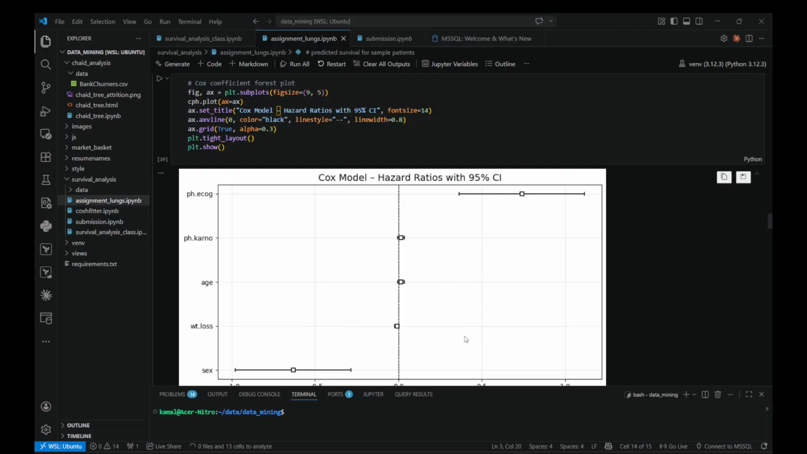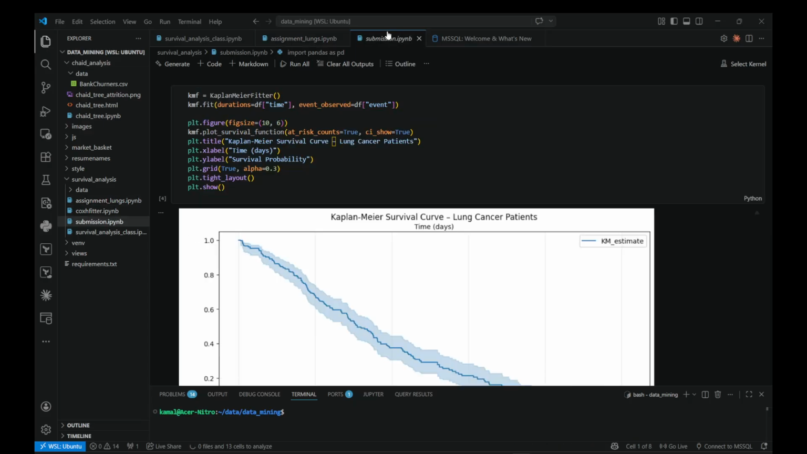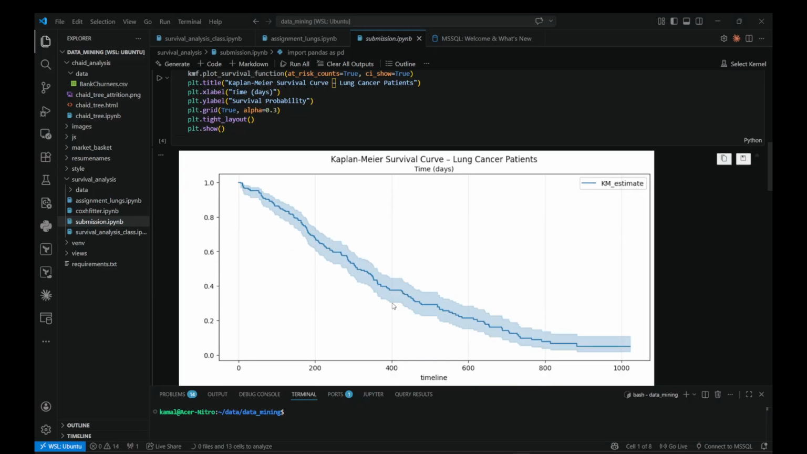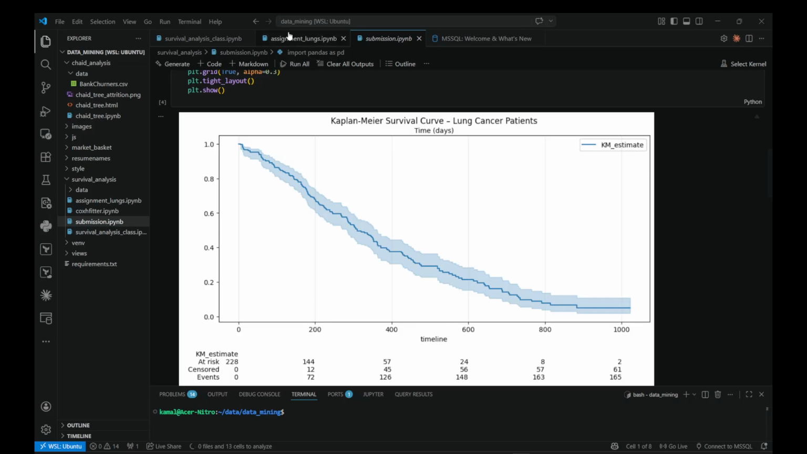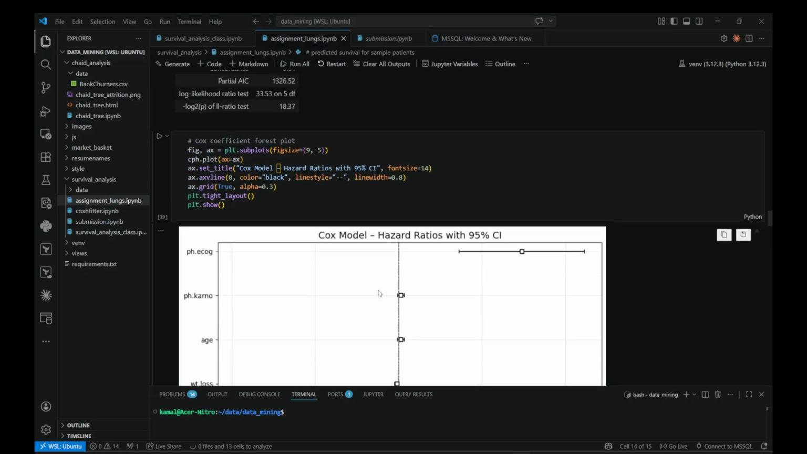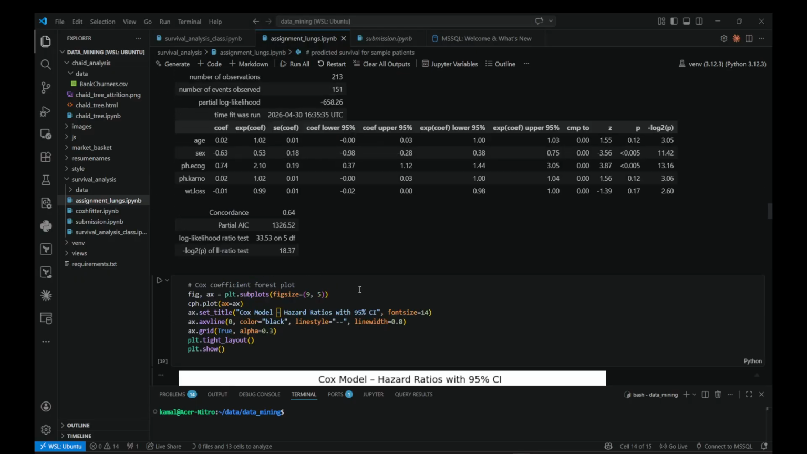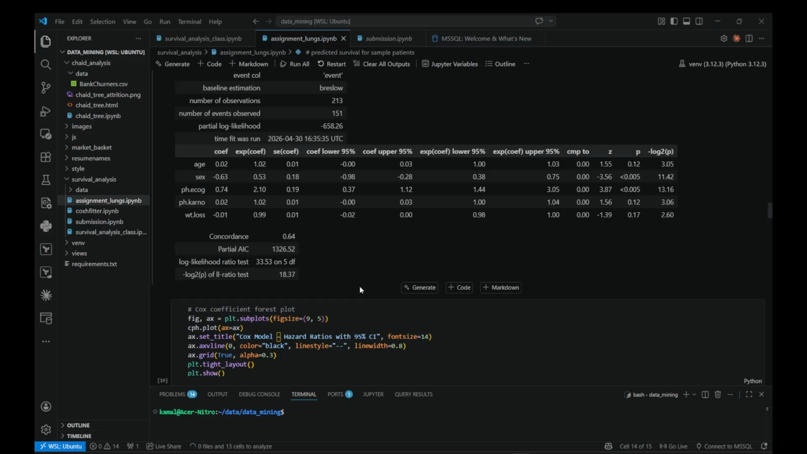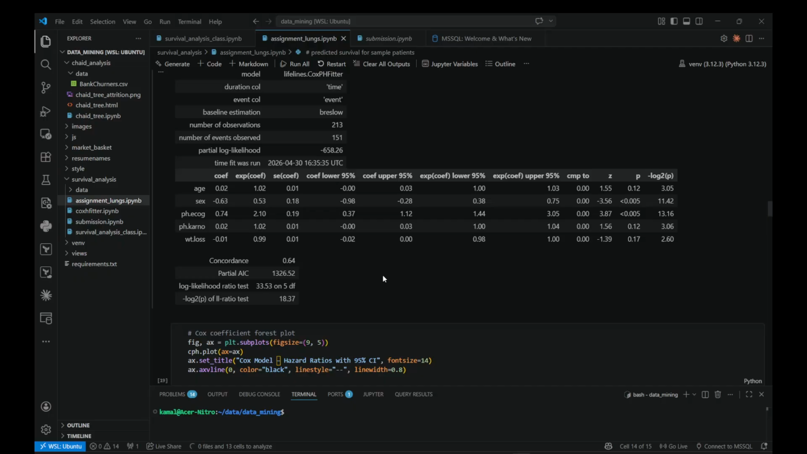this is why they are typically used as the starting point in survival analysis. In summary, I used Kaplan-Meier to estimate the overall survival curve, which showed the median survival time was around 310 days, and the risk was highest in the first year. And then I used the Cox model to identify that sex and ECOG performance were the most significant predictors of survival. Both methods are non-parametric or semi-parametric, which makes them suitable for medical data when the distribution is unknown. Thank you.